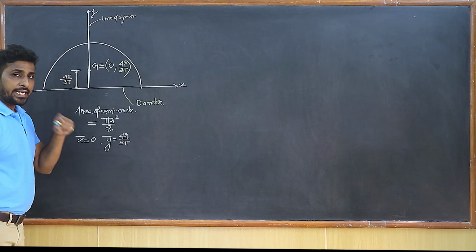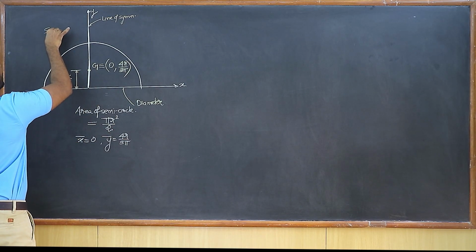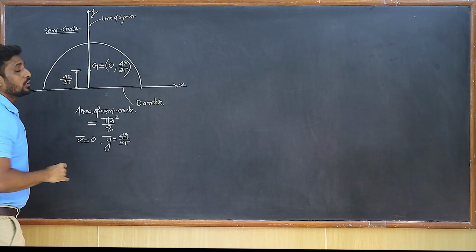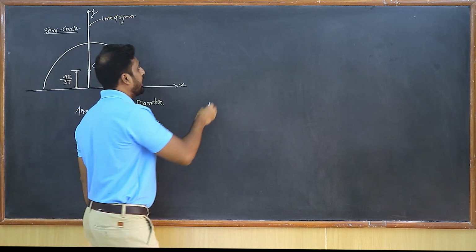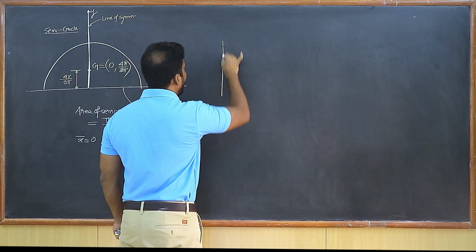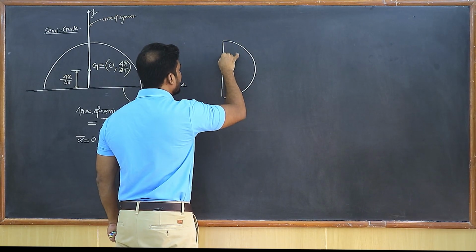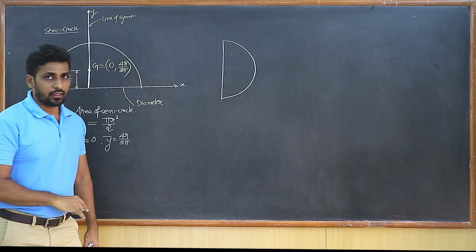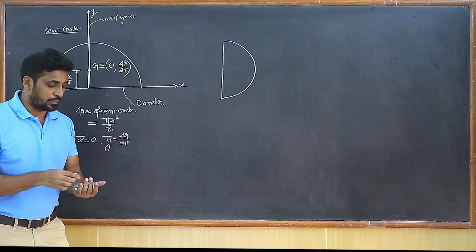Now students, I'm going to change this diagram a little bit. Observe carefully. We are talking about a semicircle, isn't it? We have seen the centroid of a circle. Now we are looking at the centroid of a semicircle. So I'm going to change the diagram. Suppose now I take the semicircle, something like this. Now, is this semicircle still symmetric? Yes, students, the semicircle is still symmetric.